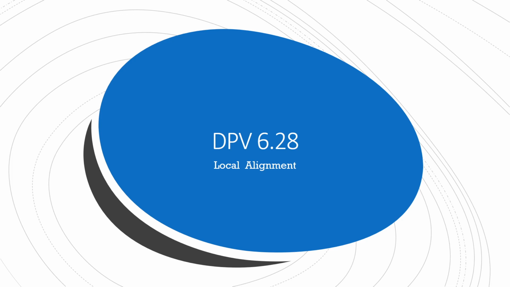Welcome guys to another video on dynamic programming, and today we're going to be talking about DPV 6.28, local sequence alignment. In this case we are given two DNA sequences which are significantly different, but they contain some regions that are very similar and highly conserved.